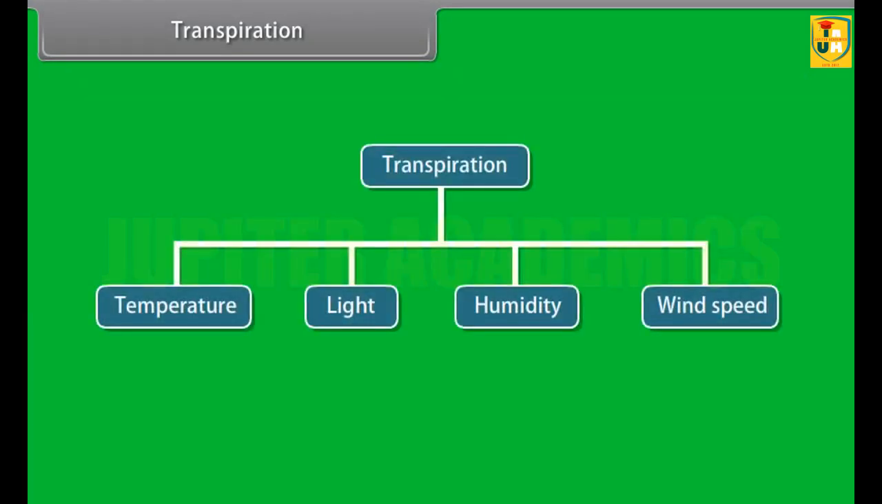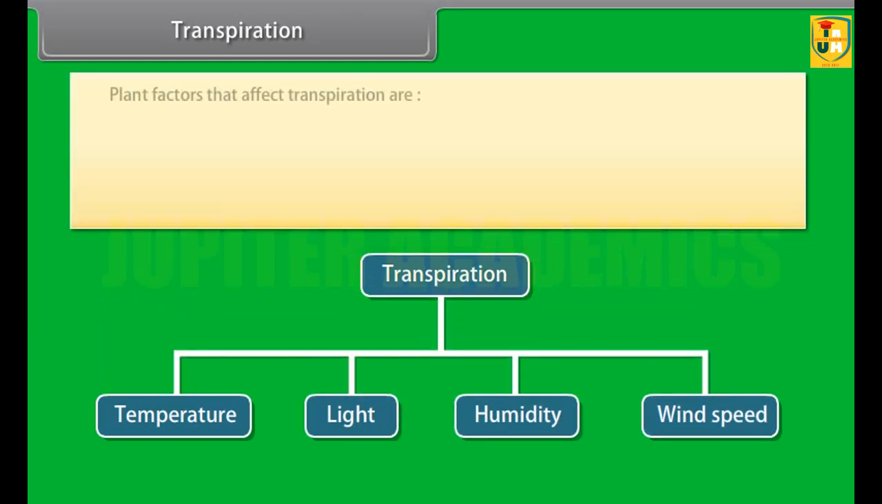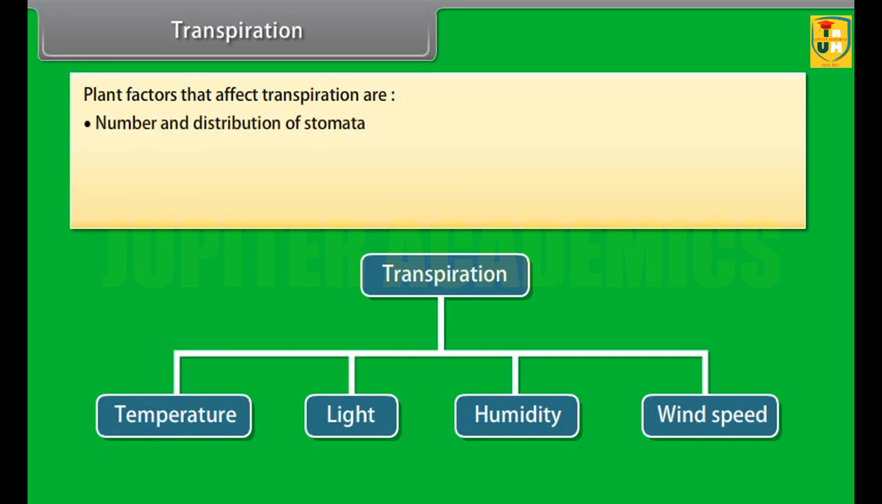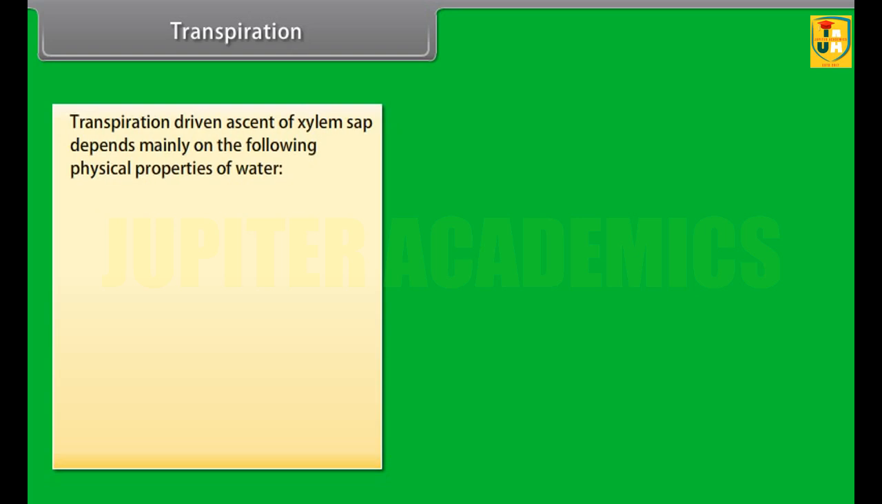Transpiration is affected by several external factors like temperature, light, humidity, wind speed. Plant factors that affect transpiration include number and distribution of stomata, number of stomata open, water status of the plant, canopy structure, etc. Do you know that the transpiration-driven ascent of the xylem sap depends mainly on some physical properties of water? These are cohesion, adhesion, and surface tension.